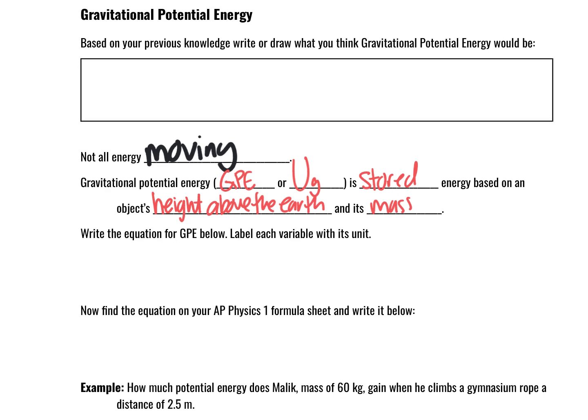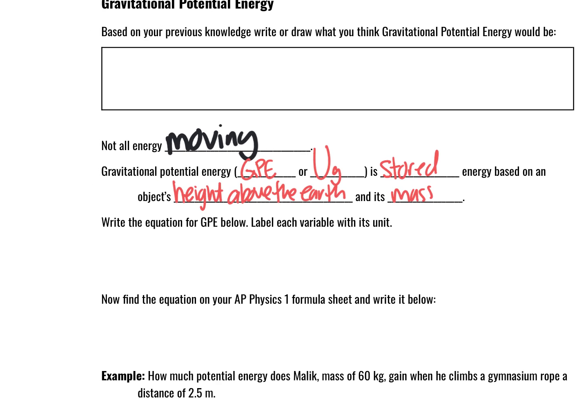So the equation for GPE, gravitational potential energy, is this. Ug equals m times g times h. So again, this is gravitational potential energy, mass, gravitational acceleration, and height. And by height, it's going to be how much that height has changed.